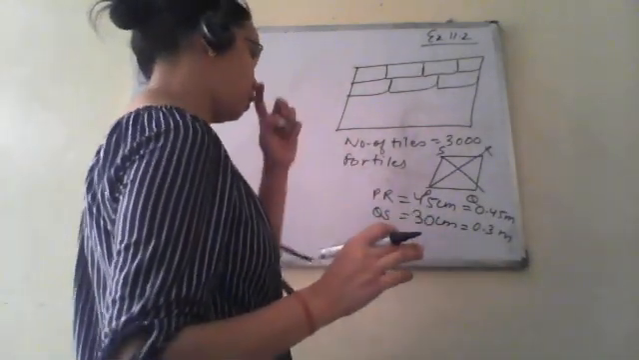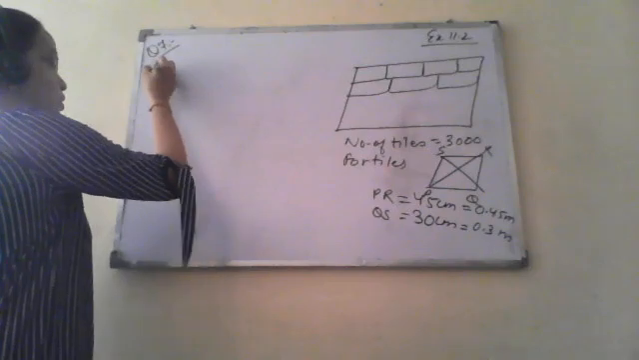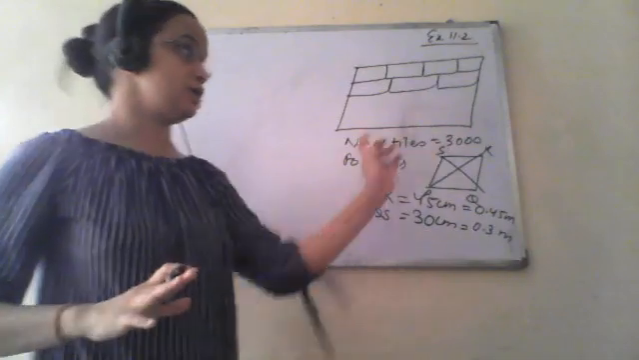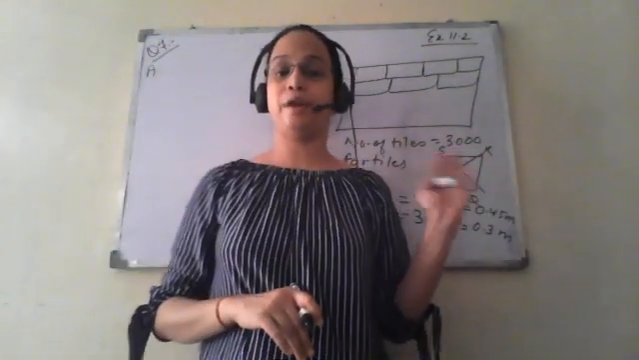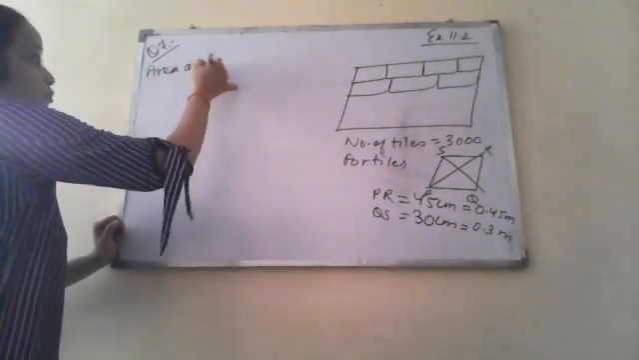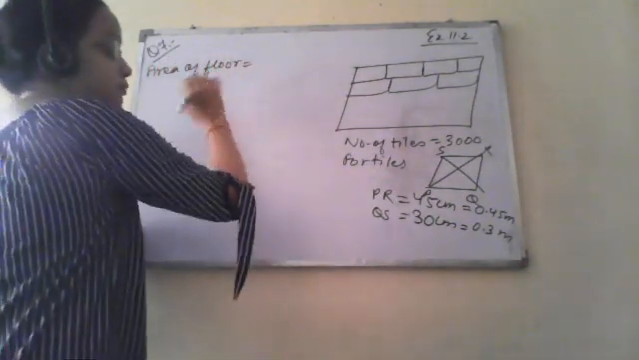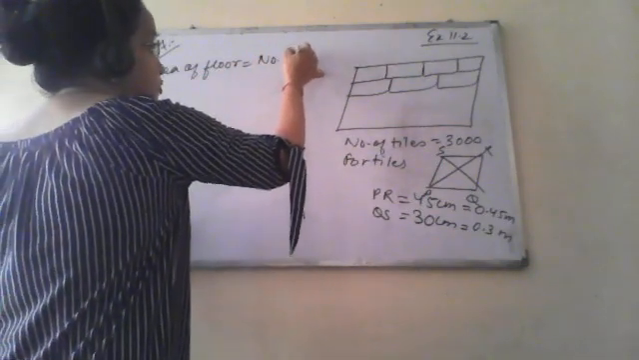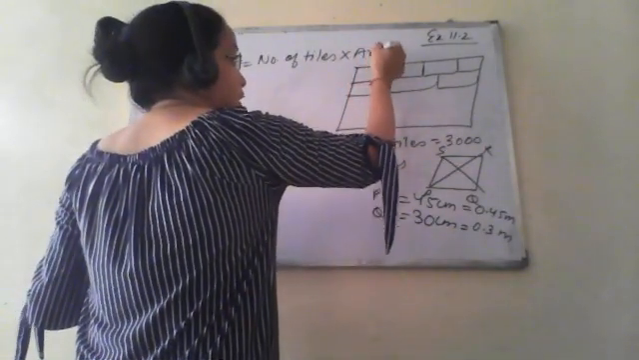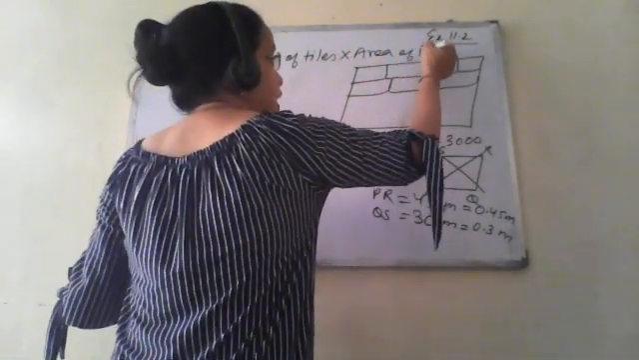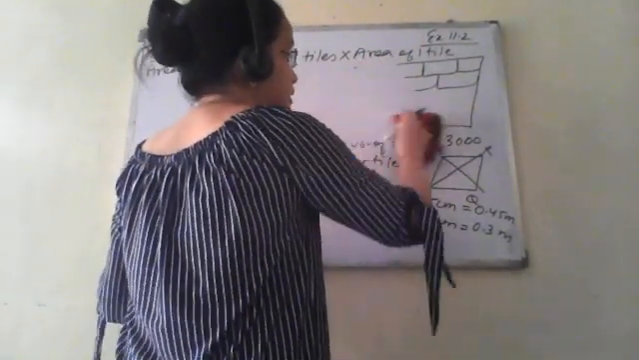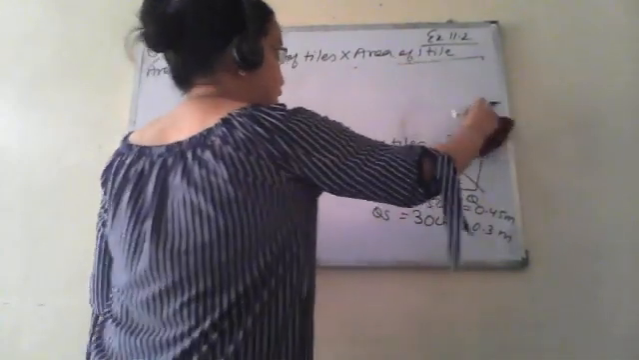So now the area of the floor. If we calculate the total area of these 3000 tiles, then we will come to know the area of the floor. How to calculate the area of the floor? Area of floor will be number of tiles into area of one tile. Okay, this is the basic method of how to calculate the area of the floor.